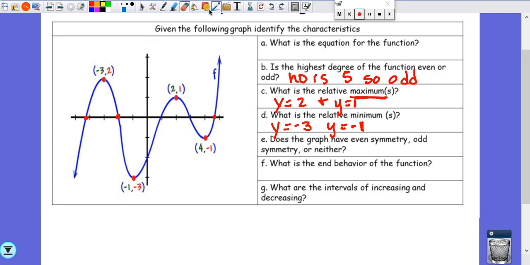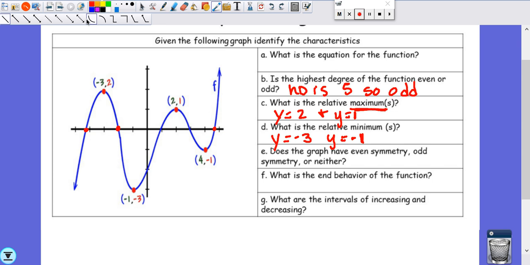If I fold this graph in half, or if I put a line straight down the y-axis, does this graph get split in half? The answer to that question is no. This graph does not get split in half when I put a line straight down the y-axis. This arm does not touch this side, and this side doesn't touch this side. It's not reflexive. It doesn't split the graph in half.